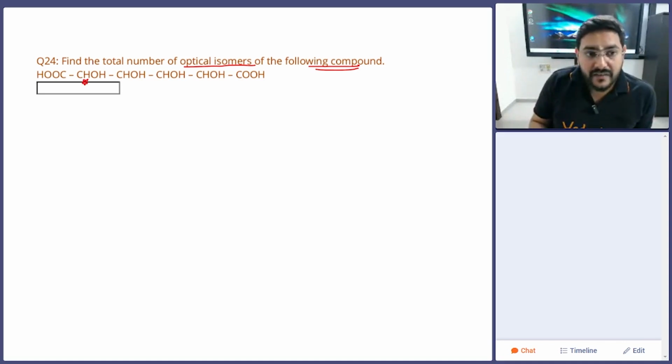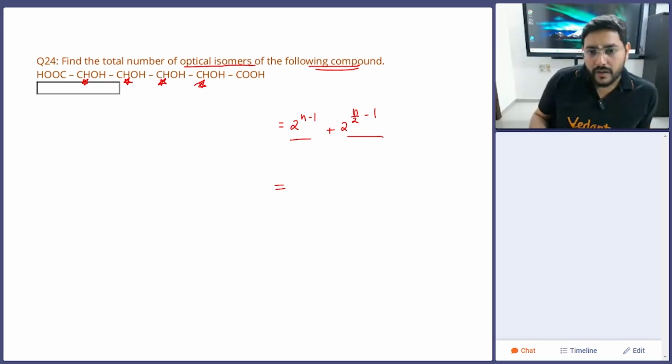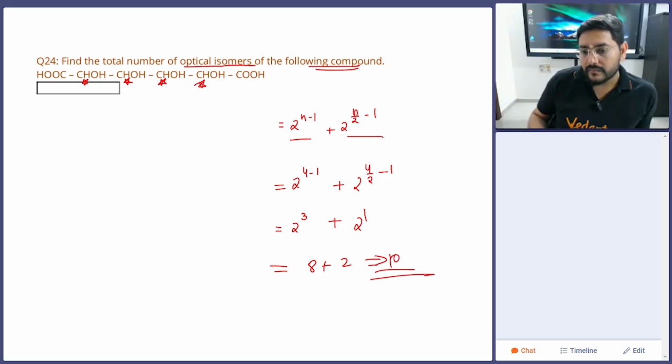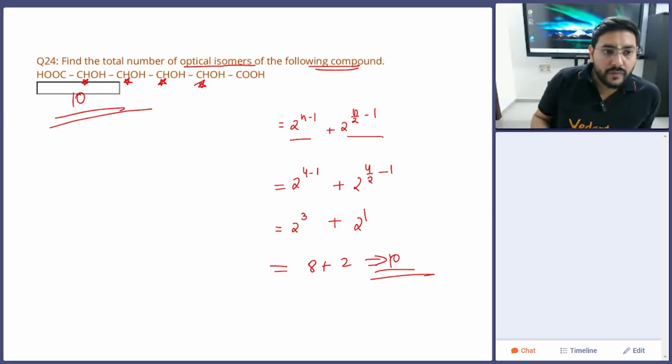The chiral centers are even in number, 1, 2, 3 and 4. So you are going to apply the formula 2 raised to the power n minus 1, plus 2 raised to the power n by 2 minus 1. That will give you the meso compounds and the optically active compounds. Now 2 raised to the power 4 minus 1 plus 2 raised to the power 4 divided by 2 minus 1. So 2 raised to the power 3 is 8, and 2 raised to the power 1 is 2. So 8 plus 2 is 10. The right answer for this question is going to be 10 only, beta.